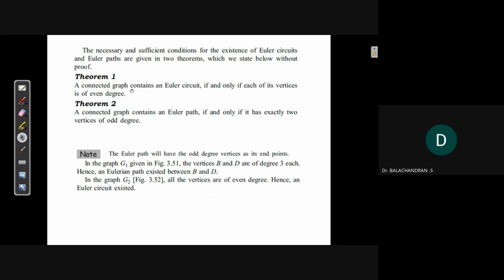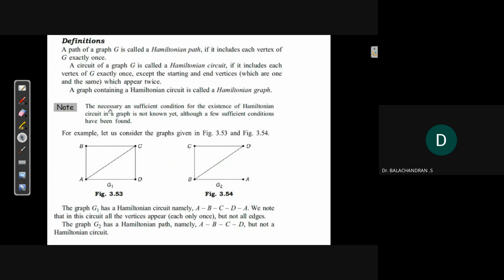Each of its vertices is of even degree. But in the Hamiltonian case, the necessary and sufficient condition for the existence of a Hamiltonian circuit in a graph is still not known. Although a few sufficient conditions have been found, those are not included in our syllabus. For example, let us consider the graphs given in this figure and this figure.